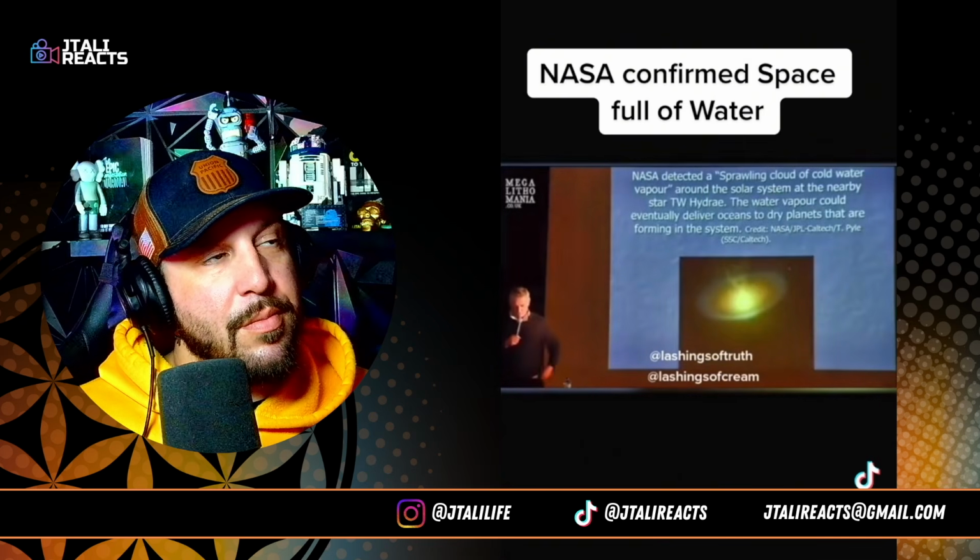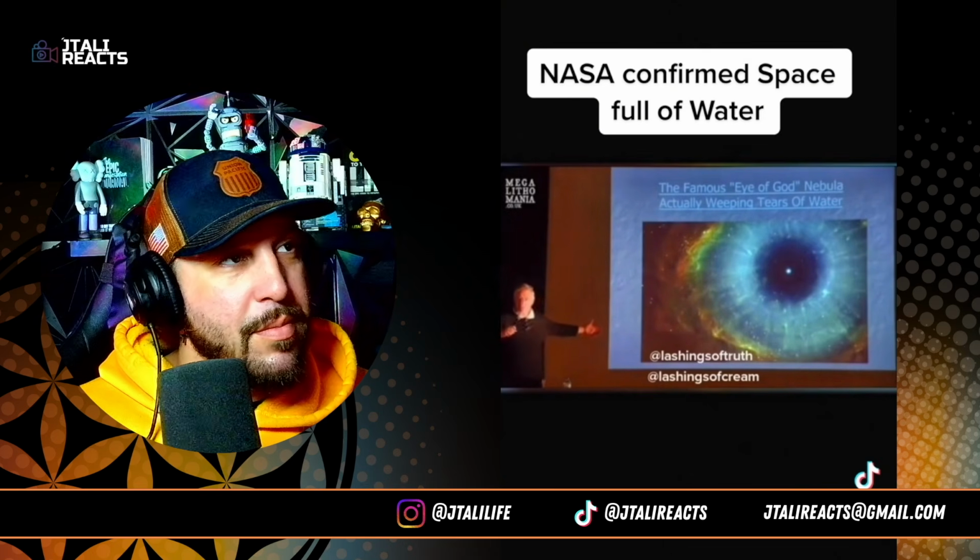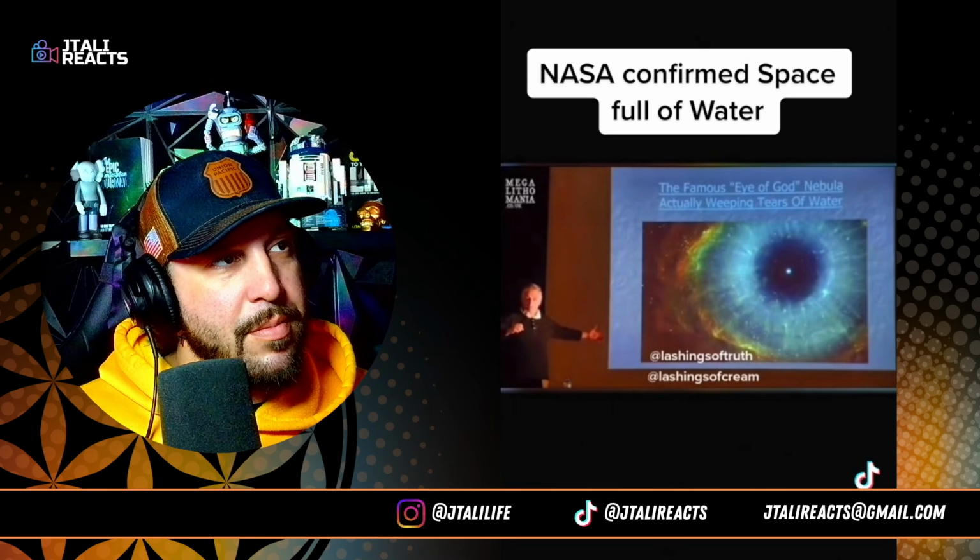2009, NASA found a sprawling cloud of cold water vapor around a solar system at a nearby star. The water vapor could eventually deliver oceans to dry planets that are forming in the system. The famous Eye of God nebula actually weeping tears of water. Stars and galaxies are born in a nebula. Can you imagine the size of the water that's coming out of a nebula? It's like one drop of that will engulf our entire solar system.